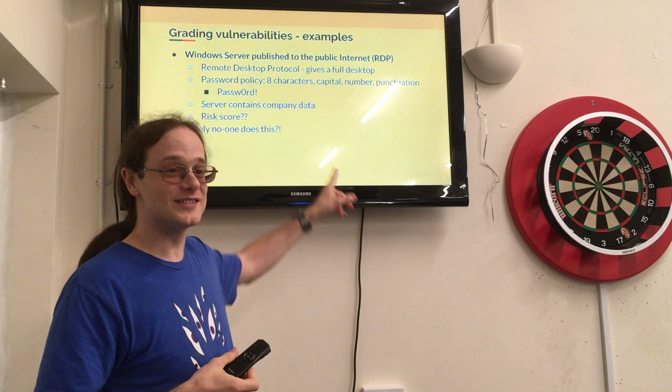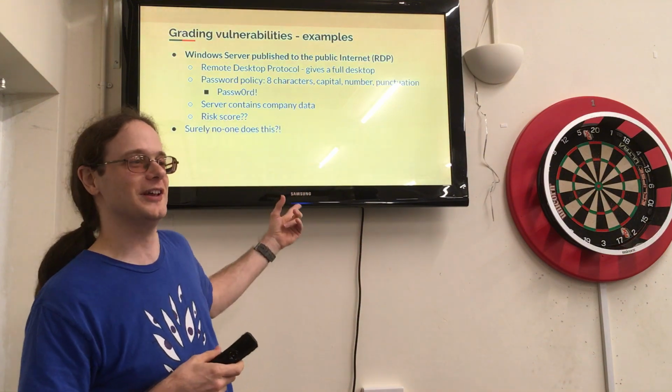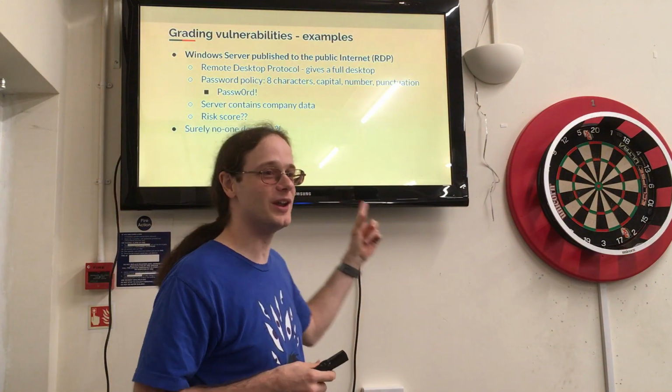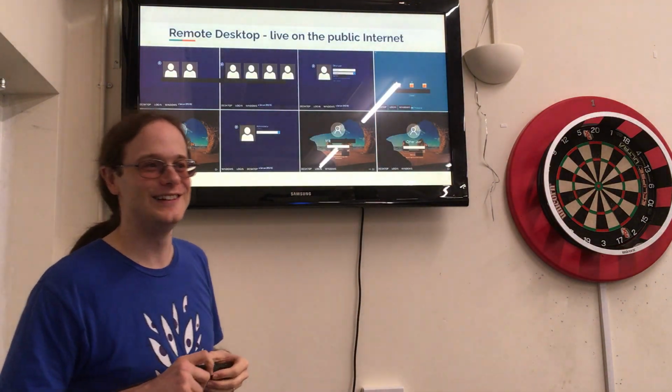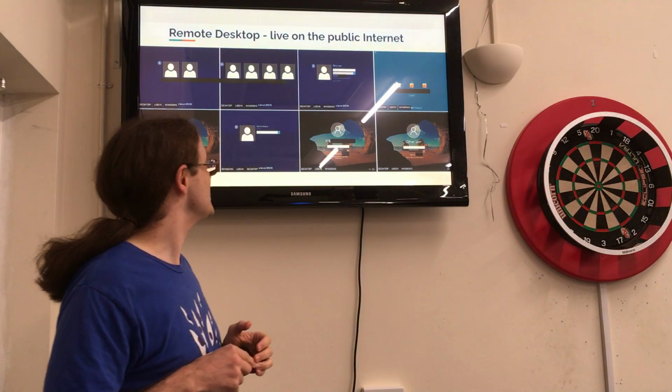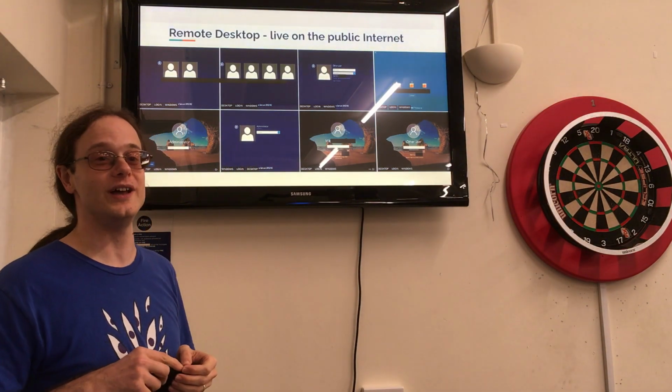But you might argue that this sounds really dumb. I mean, we're all joking about it. It sounds really dumb. Surely no one ever does it. They do. So this is a set of screenshots from a system called Shodan.